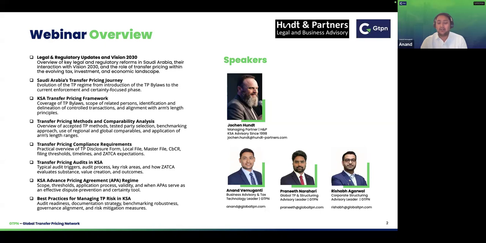On today's discussion, we'll be moderating in terms of the agenda reflected on the slide: legal and regulatory updates, and Vision 2030, a keynote speech by Mr. Johan Hundt, followed by the framework in terms of the Saudi Arabia transfer pricing journey, the framework, the methods and comparability analysis, the compliance requirements of transfer pricing in KSA, then the audits, what's happening right now, where it's quite interesting to look at some numbers as well, then the KSA advanced pricing regime, and then the best practices for managing transfer pricing risk in KSA.